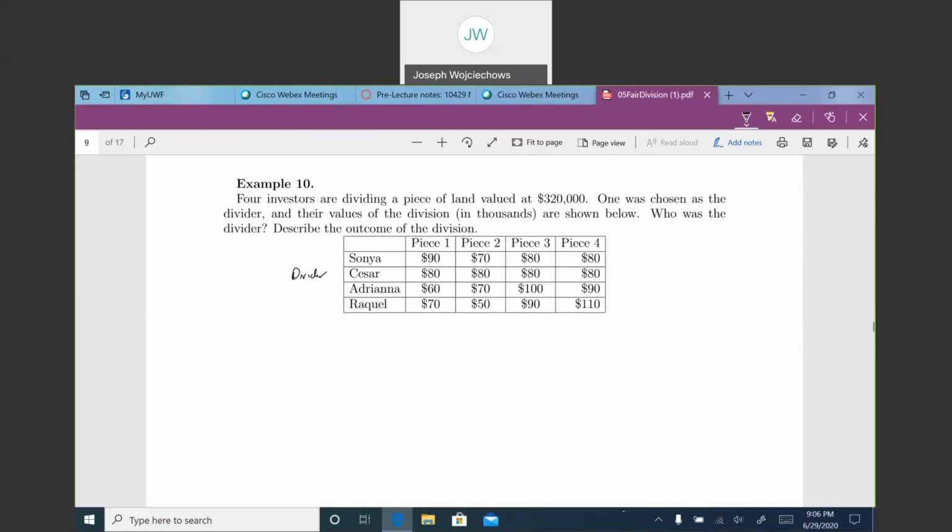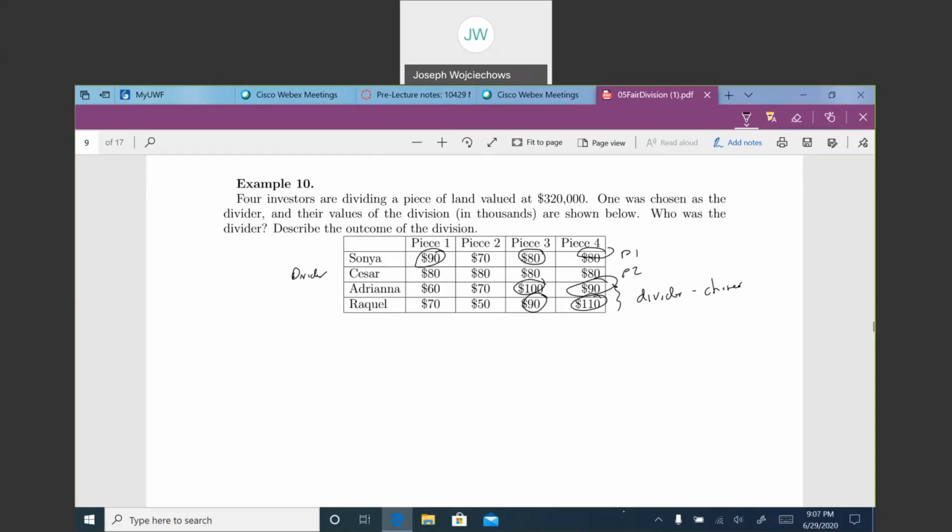Looking at Sonia, piece 1, piece 3, and piece 4 are 80 or more, so they're fair. Adriana is good with piece 3 and piece 4. And Raquel is good with piece 3 and piece 4 as well. So, looks like Sonia would get piece 1. 3 and 4 are fought over. So Caesar would get piece 2, and then we would do divider-chooser on these.